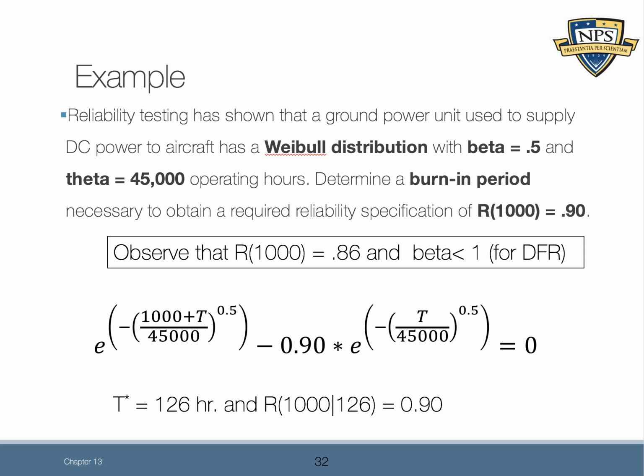If we use the equation shown on this slide, which is the same as on the previous slide in the green box, we put in 1,000 for T naught, the 45,000 for theta, the 0.5 for beta, and also the requirement, the 0.90 for R naught. We just solve for big T, and I'm not going to show the steps, but the value comes out to be 126 hours. So by testing for 126 hours and eliminating those failures, we can get the remaining reliability to a value of 0.9.